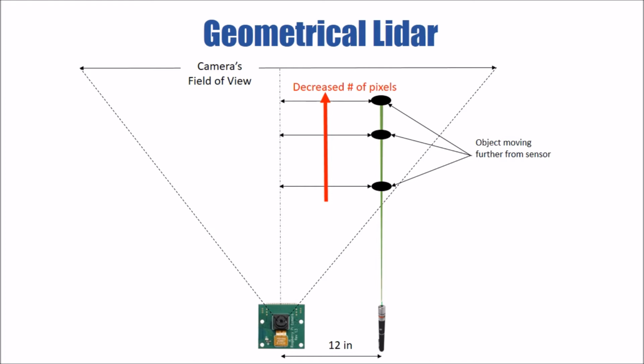This is because the camera's field of view widens at further distances, so the number of pixels the laser appears from the center of the camera decreases as the object moves further away. This can be analyzed in OpenCV by calculating the number of pixels from the center that the laser light appears in the camera. To demonstrate this technique, a single beam configuration like the one diagrammed here was set up.